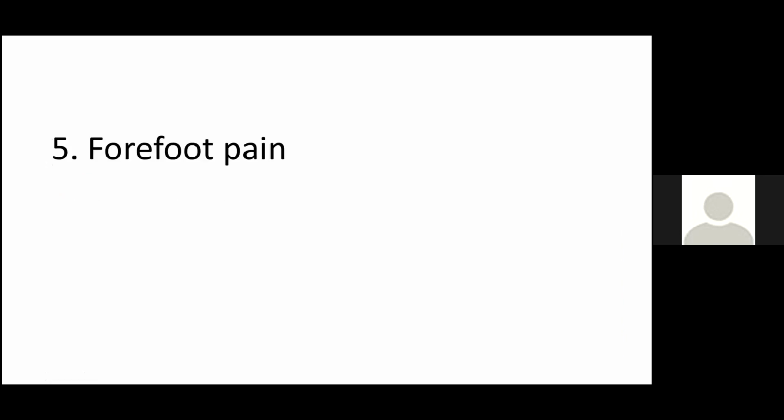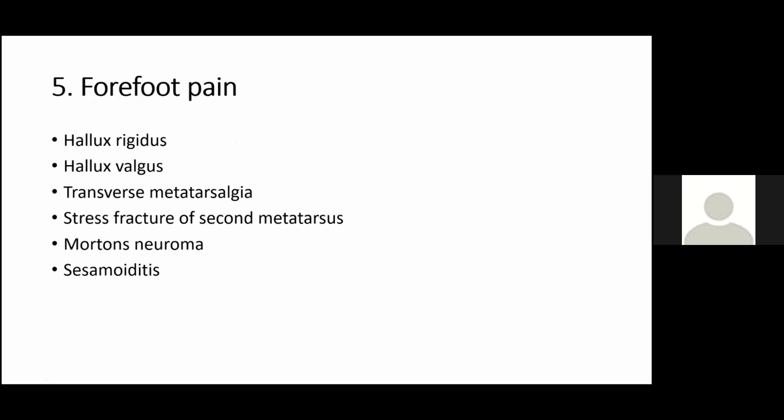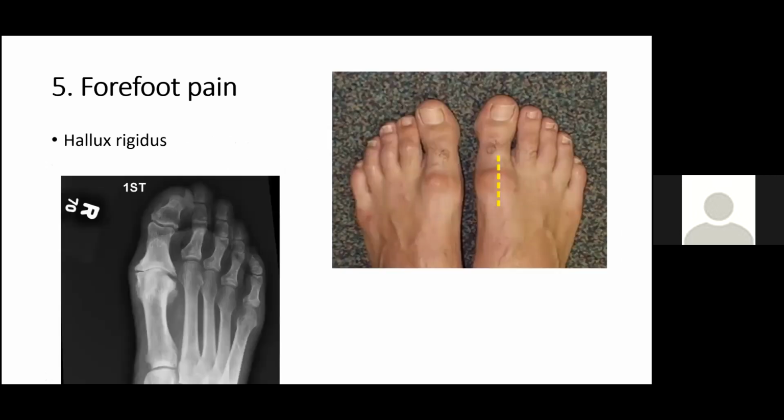Finally, about forefoot pain, or known as the metatarsalgia. The common causes will be hallux rigidus, hallux valgus, transverse metatarsalgia, stress fracture of second, third, or fourth metatarsus, Morton's neuroma, and sesamoiditis. So hallux rigidus is again dealt with by the rheumatologists more than the orthopedic surgeon.